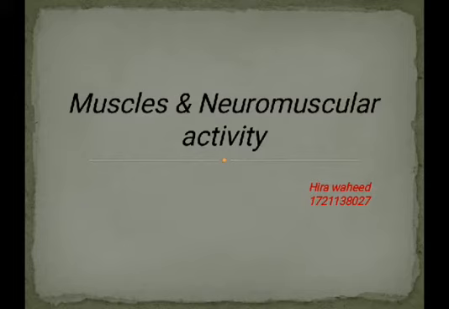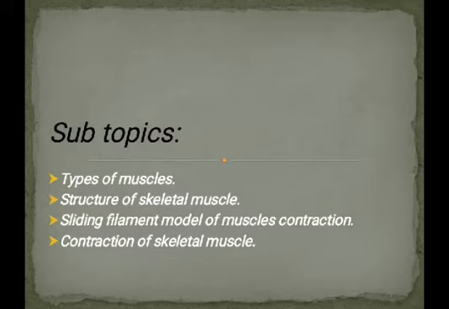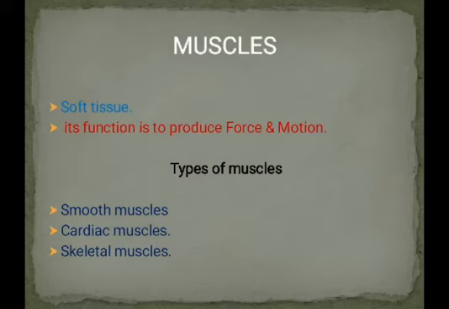Today we are going to discuss muscles and neuromuscular activity. There are some subtopics like types of muscles, structure of skeletal muscles, sliding filament model of muscle contraction, and contraction of skeletal muscles. First of all, what are muscles? Muscles are soft tissues. Its main function is to produce force and motion. We know that there are three types of muscles: smooth, cardiac, and skeletal muscles.